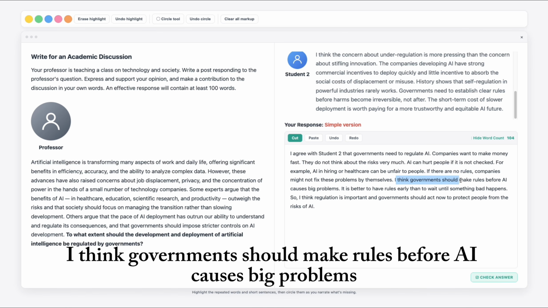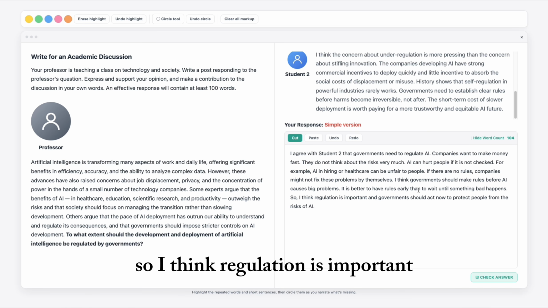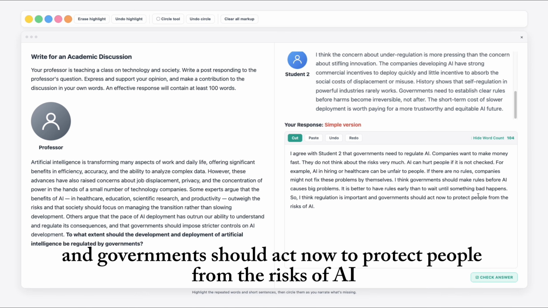I think governments should make rules before AI causes big problems. It is better to have rules early than wait until something bad happens. So I think regulation is important and governments should act now to protect people from the risks of AI.